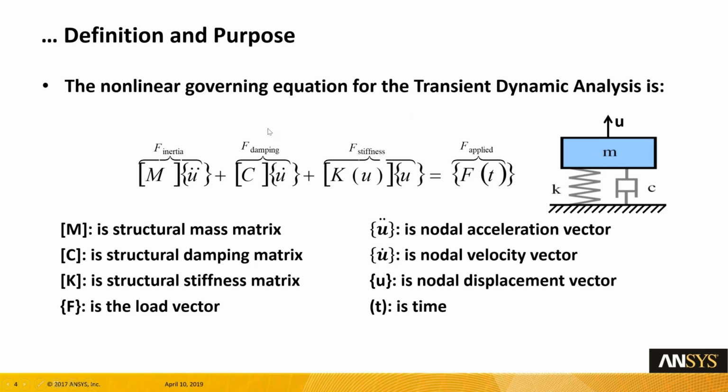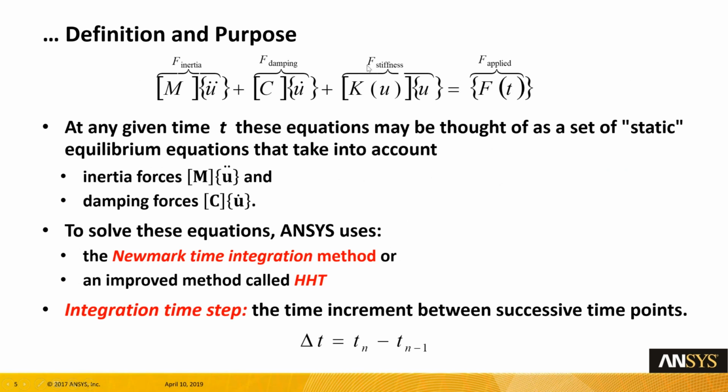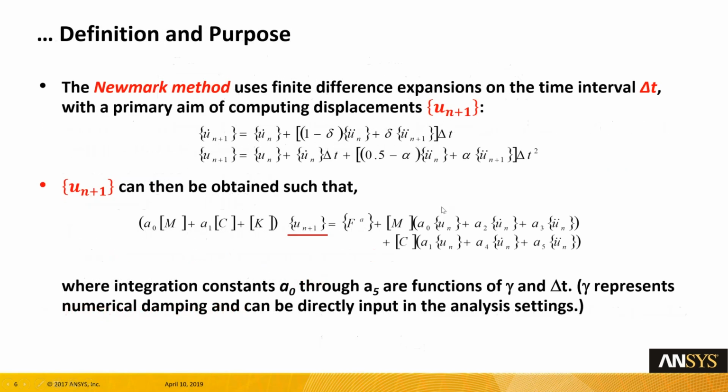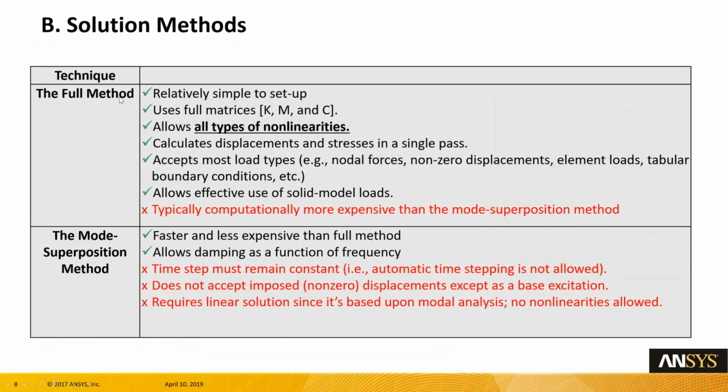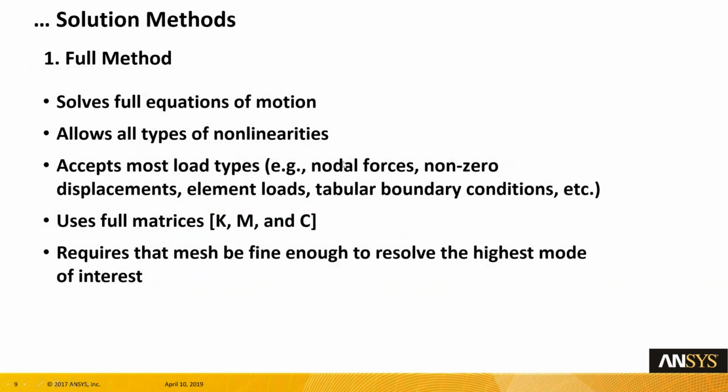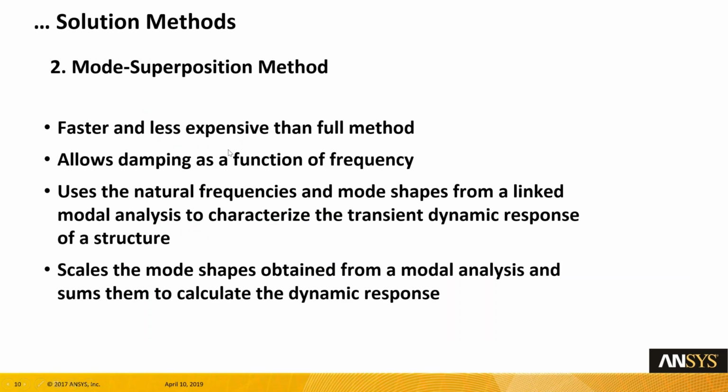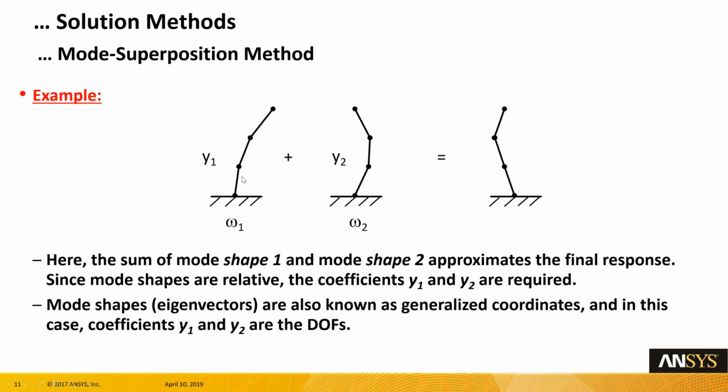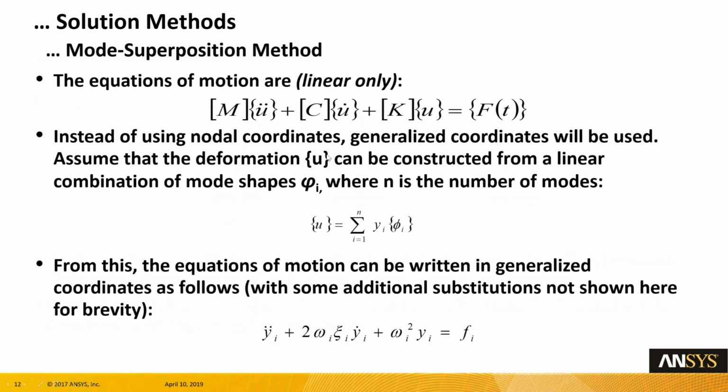As we have seen before, this is the equation that we are solving. It's the full equation that we are solving, and the stiffness includes all the nonlinearities. I'm going to skip through these. Just like in the harmonic analysis, there are two ways to solve this in transient dynamic, the full method and the mode superposition method. The full method, keep in mind, allows all types of nonlinearities, whereas the mode superposition doesn't allow all types of nonlinearities. In the full method, just like in harmonic response analysis, we are solving the full equation of motion, whereas in the mode superposition method, we are picking a few modes and doing a much faster simulation, just like the example that we have seen in the harmonic response analysis.